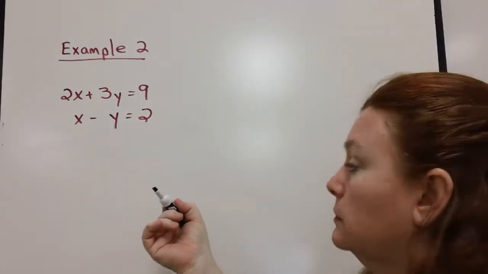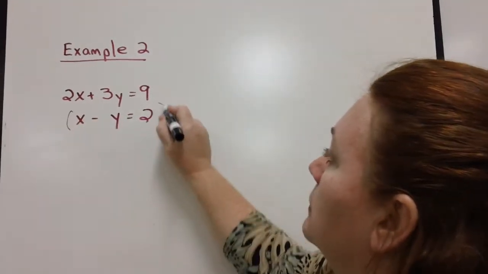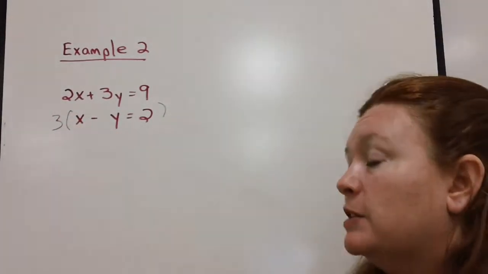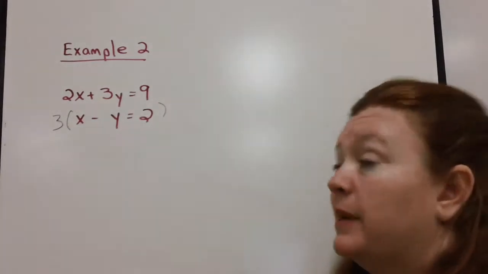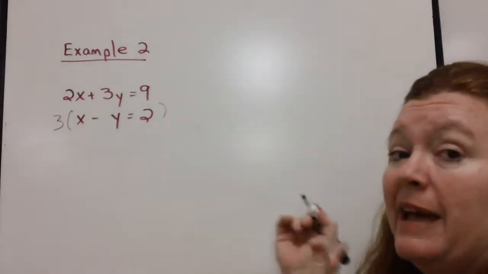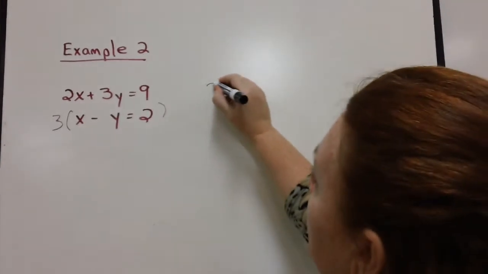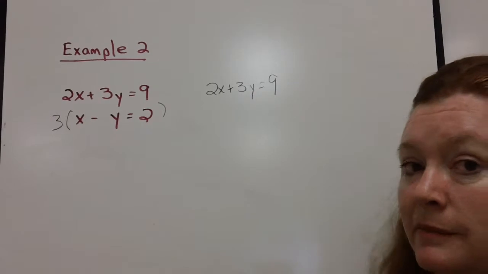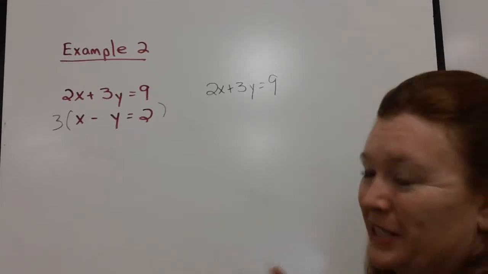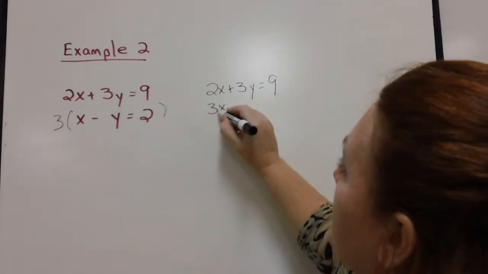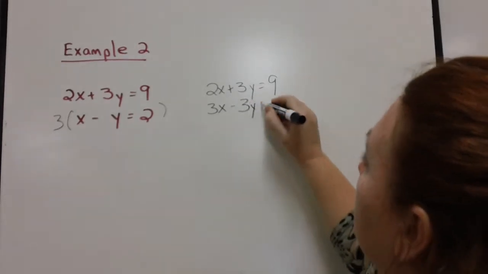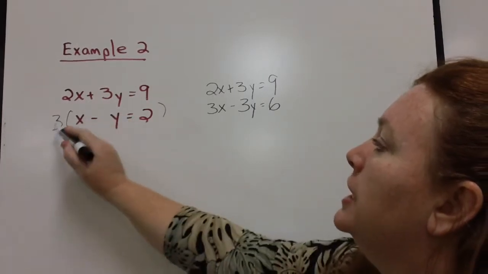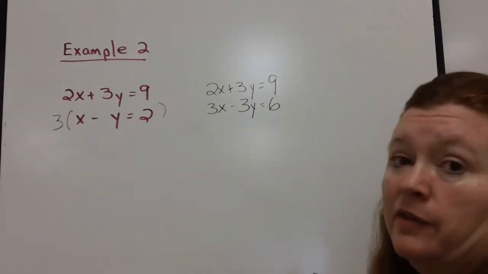How do I do that? Well, I could multiply it by 3. But remember, if you're going to multiply by 3, you have to multiply everything by 3. So let's see what we have. I'm going to rewrite them over here. My first equation is 2x plus 3y equals 9. My second equation is now going to be 3x minus 3y equals 6. I just distributed the 3 to each and every part of the equation.